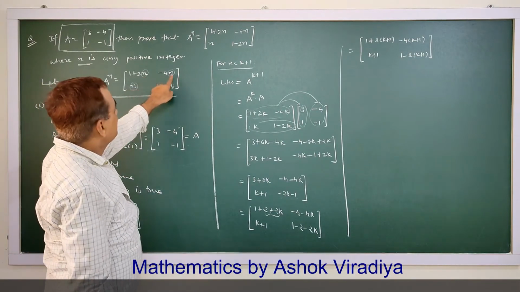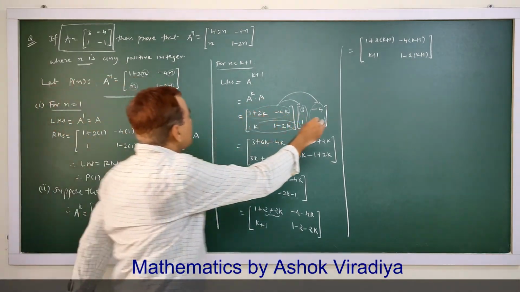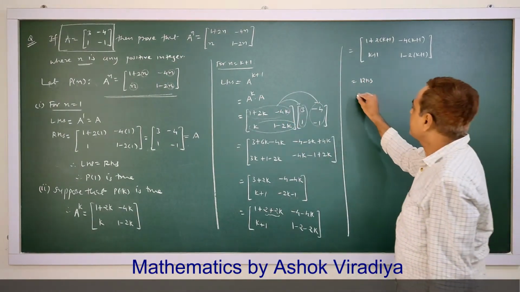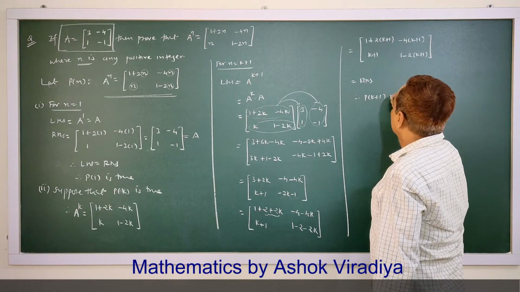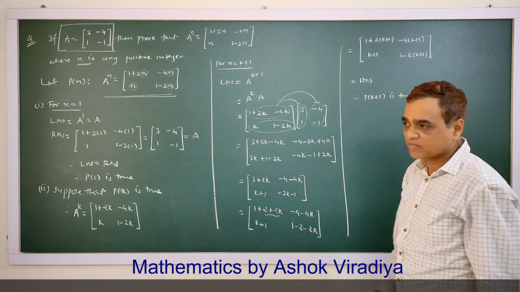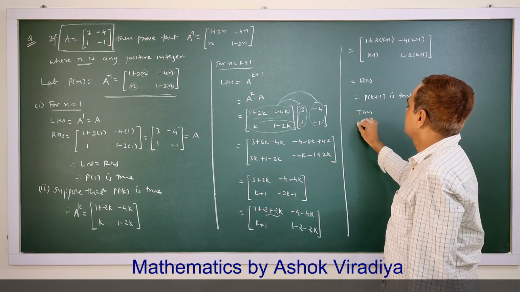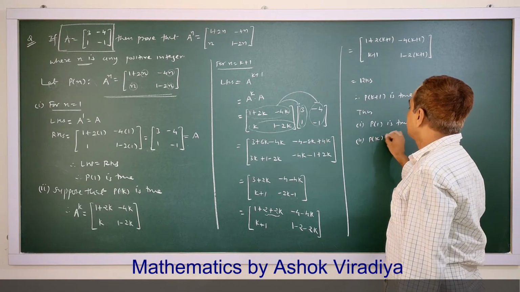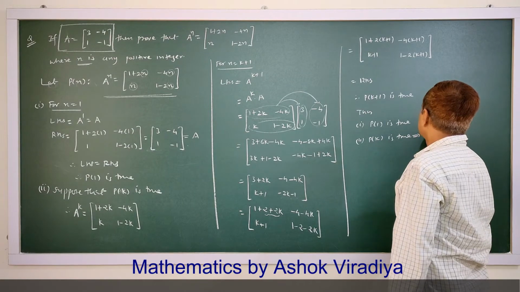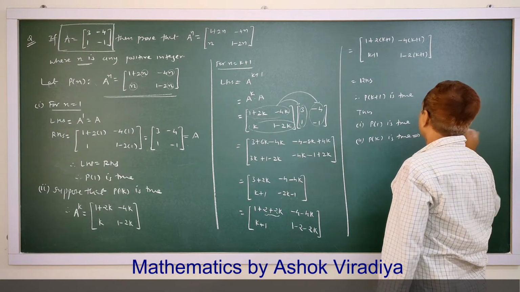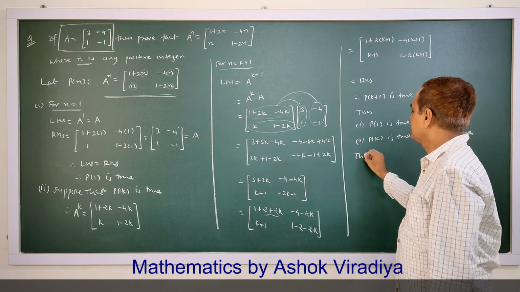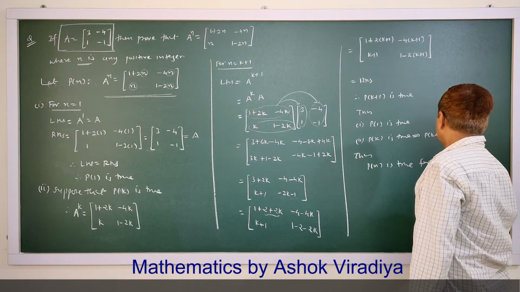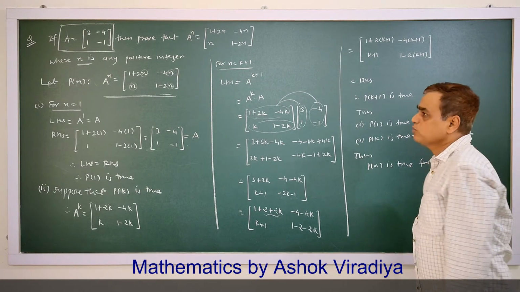n is replaced by k plus 1. So this is the RHS for n equal to k plus 1. Therefore, the statement is true for k plus 1. Thus, P of 1 is true. Second, P of k is true implies the statement is true for k plus 1. Thus, this is true for every n belonging to N.